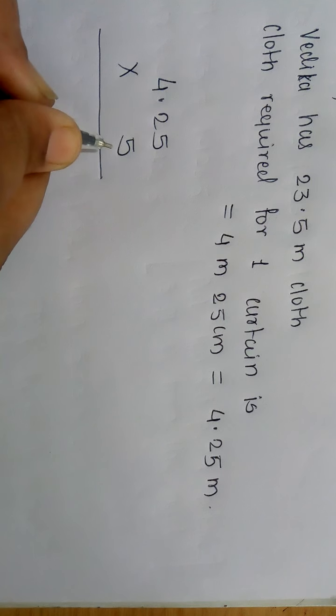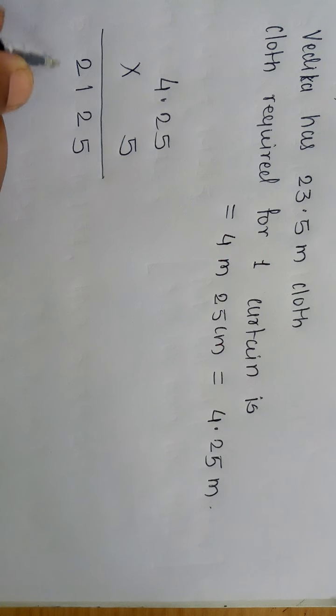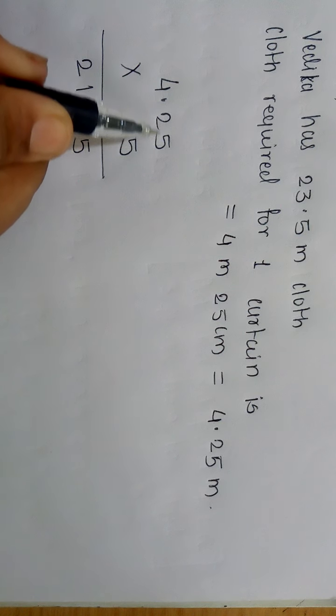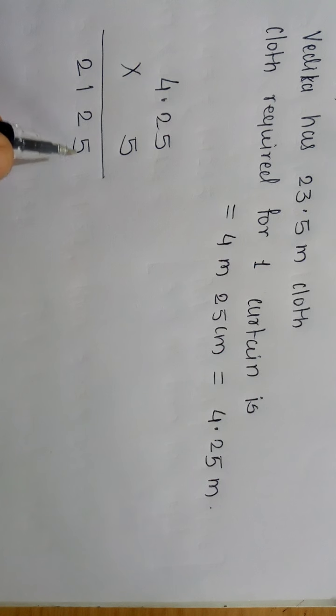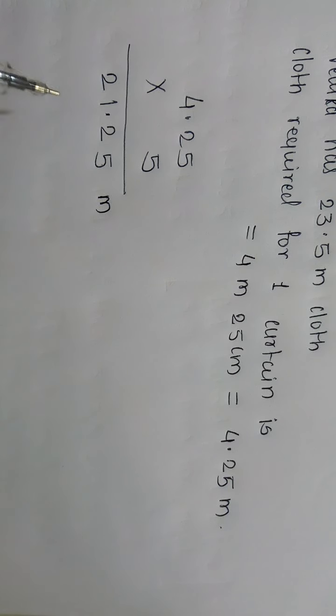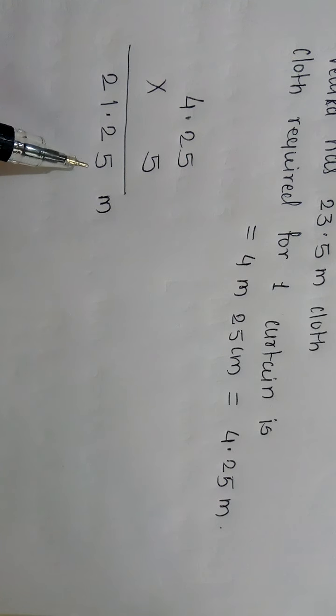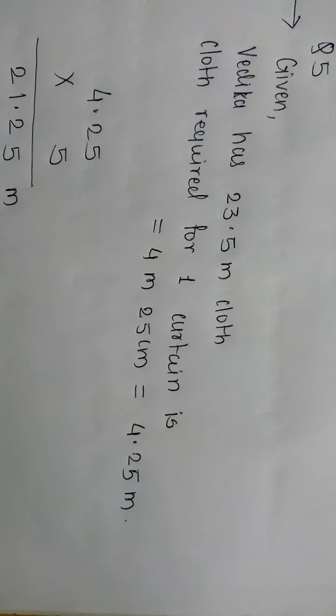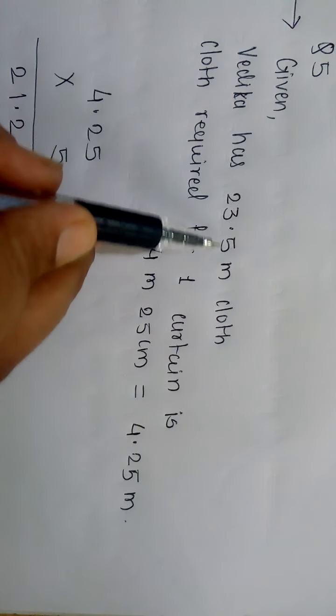Now we will multiply by 5. 2125. Now we will put the decimal point. 1, 2 places. So here before 2 places we will put the point. Here 1, 2, here our point will be there. That is 21.25 meter. Means she required 21.25 of cloth for 5 curtains. But she already has cloth that is 23.5 meter.